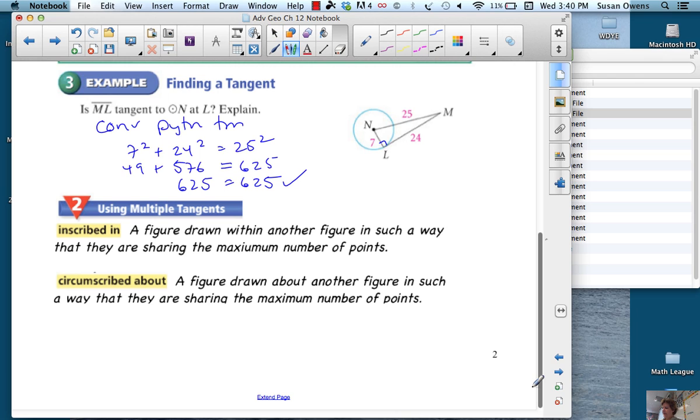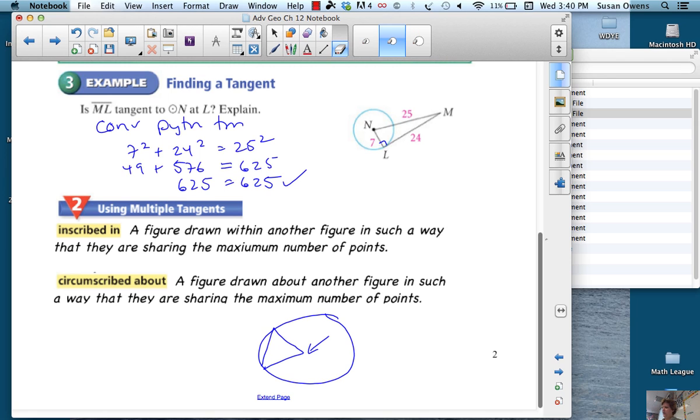So what they mean by maximum number of points is if I draw an equilateral triangle and then I only have something like that, this would not be considered inscribed in because a triangle can have a maximum of 3 points that it's touching the circle. So we would not call this inscribed in.